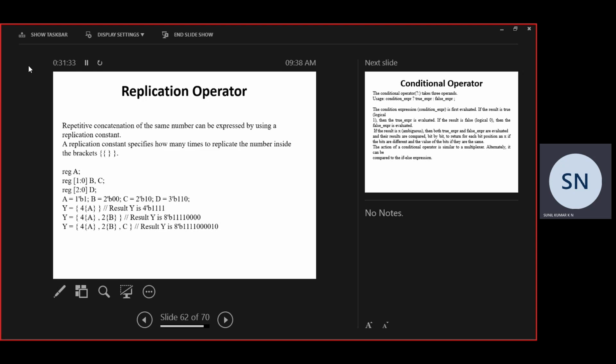You can see another example: 4 times of A, 2 times of B, and C. 4 times of A is 1111, 2 times of B is 0000, and C is 10. So you will get that as a result. This is how the replication operator functions. The operand can be replicated any number of times. How many times you want the replication, that number you use: if I want 4 times replication, you use 4 as the number for replication.